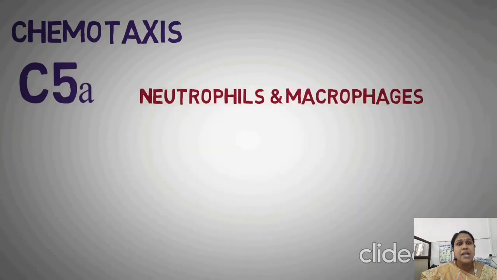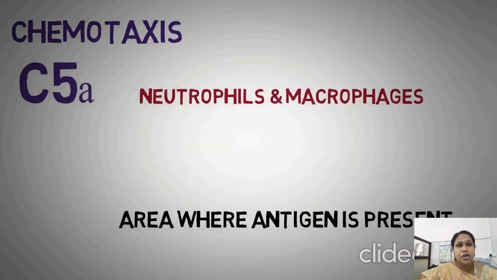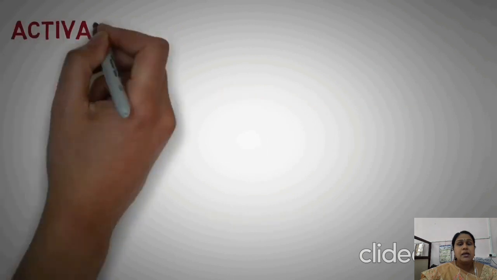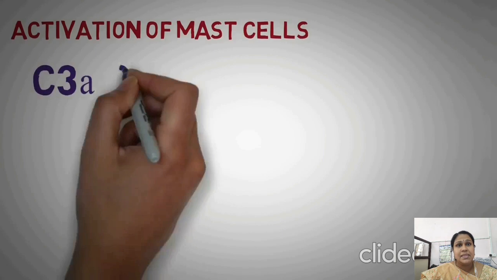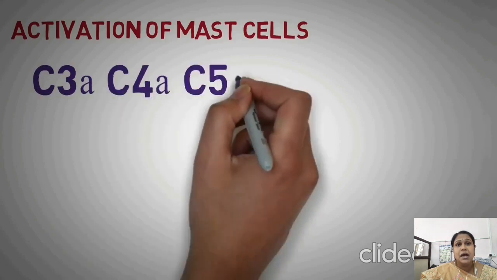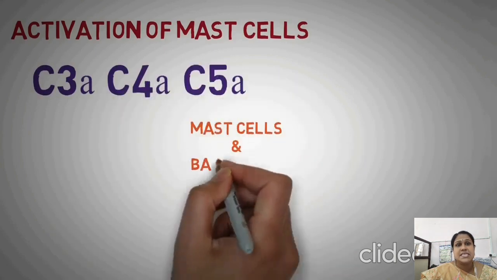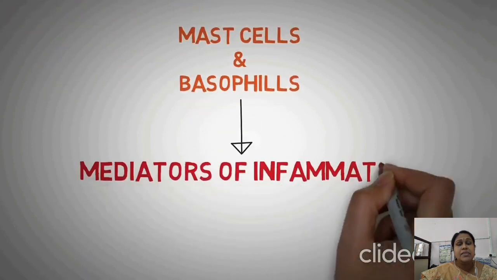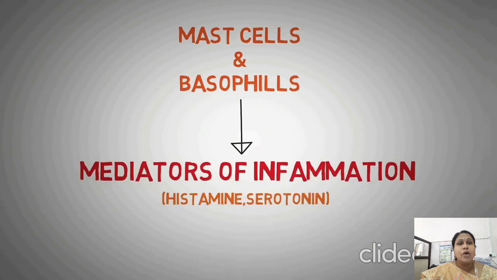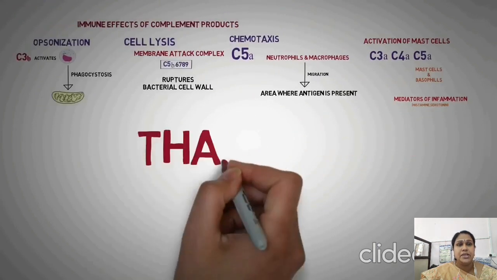Chemotaxis effect: C5a will activate the neutrophils and macrophages to the area where the immune process will occur. The activation of mast cells by C3a, C4a, and C5a will activate the mast cells and basophils, and that will work as mediators of inflammation, releasing histamine and serotonin.